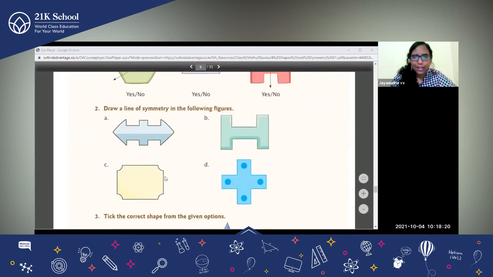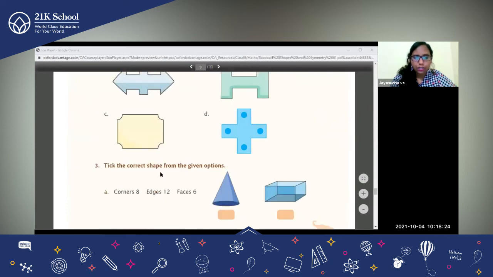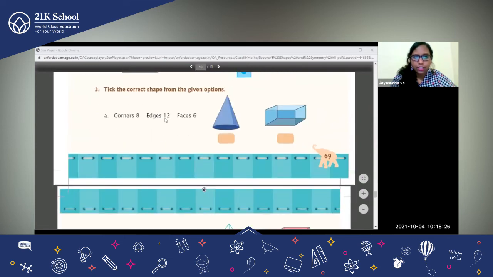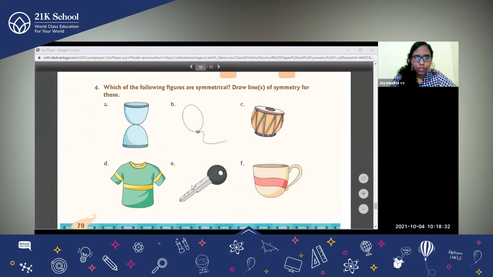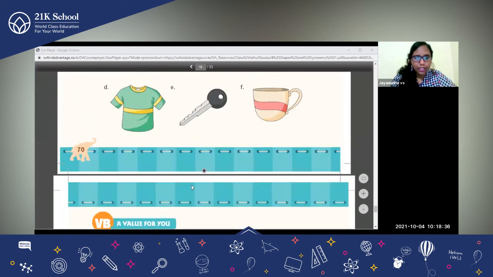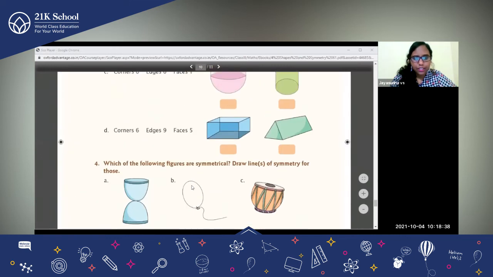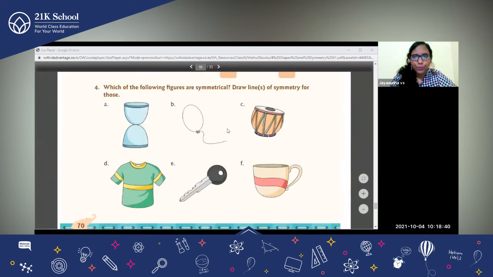Then the second one, draw a line of symmetry in the following figures. You should draw directly on the given objects. Now tick the correct shape according to the data given. You need to do that. Fourth one, which of the following figures are symmetrical? Draw a line of symmetry for that. Yeah, that's it.